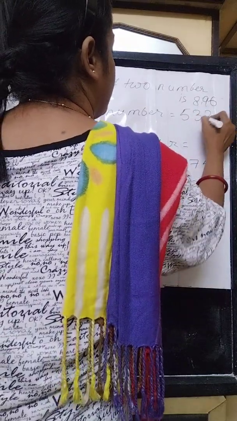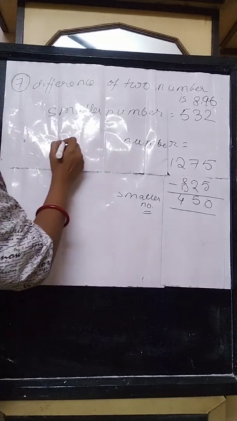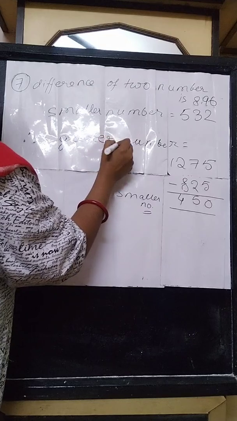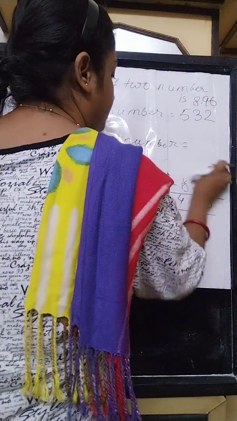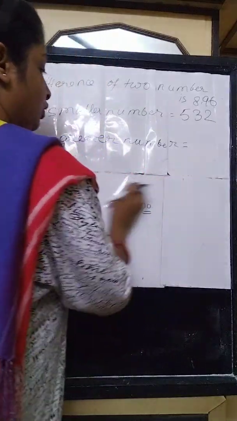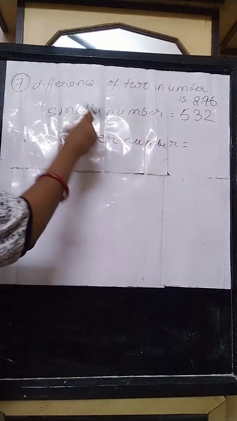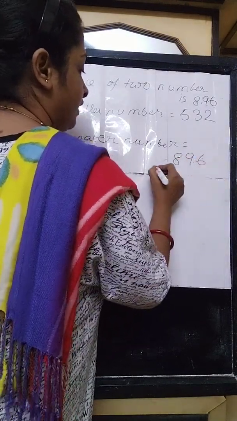You are asked to find out the greater number. Whenever the difference of two numbers is given and you are asked to find out the greater number, what you have to do is add both the numbers. Difference is given, the smaller number is given, and you are asked to find the greater number. In that case, you will simply add both the numbers.